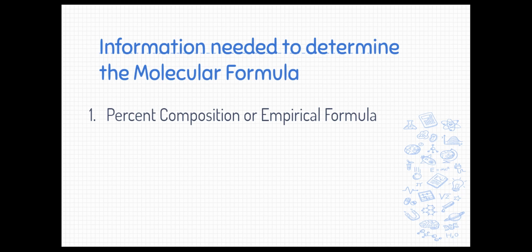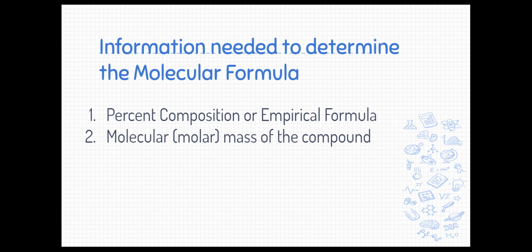The first piece of information needed to determine the molecular formula of a compound is either the percent composition or percent by mass of all of the elements in that compound, or the empirical formula. Now, these are similar because, as you may recall, we used percent composition to find the empirical formula. So really, we're always starting with percent composition. And we can either find the empirical formula first and then find the molecular formula, or we'll have a shortcut way, if you will, to determine the molecular formula directly from percent composition.